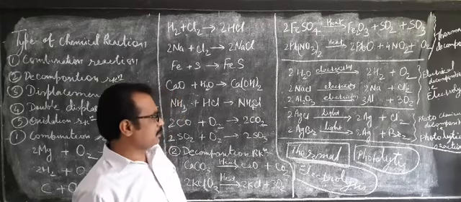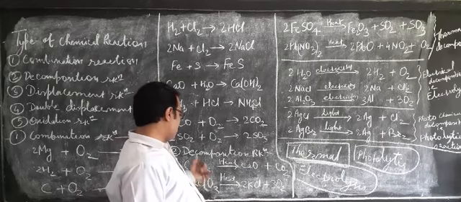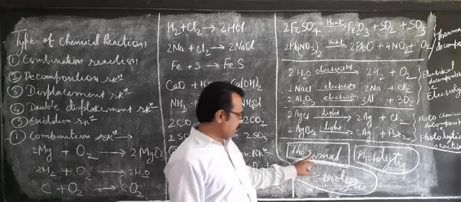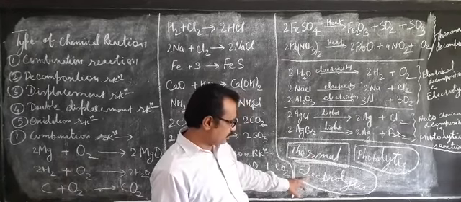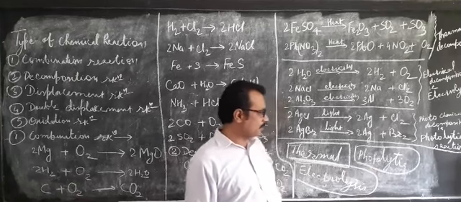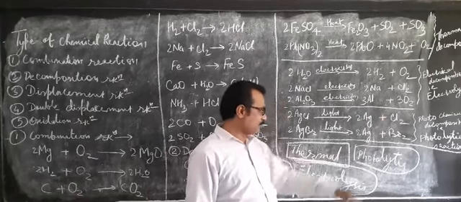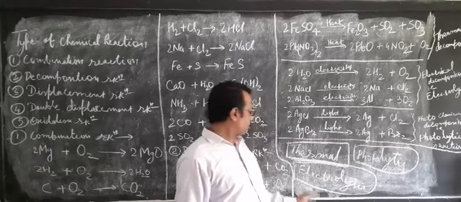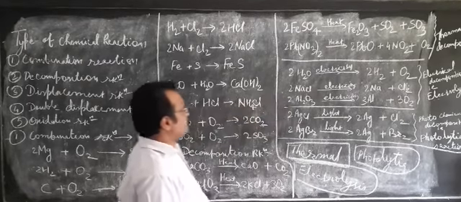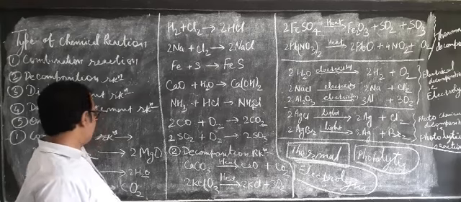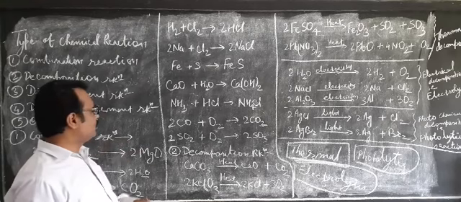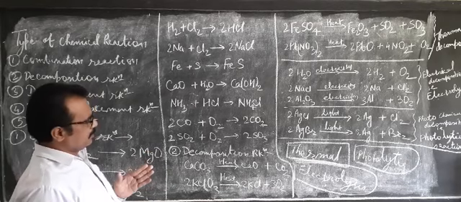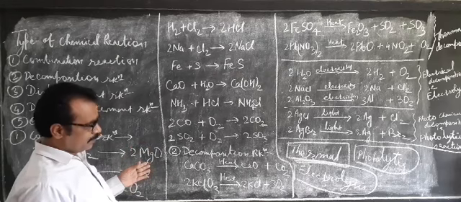So now we have studied three types of decomposition. How many types of decomposition reactions are there? There are three types: thermal decomposition reaction, electrolytic decomposition or electrolysis, and photolytic or photochemical decomposition reaction. So there are three types of decomposition reaction we have studied. We have even correlated combination and decomposition reactions, which are opposite to one another. So we have learned all these things.